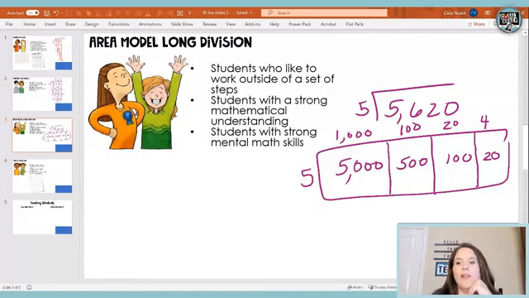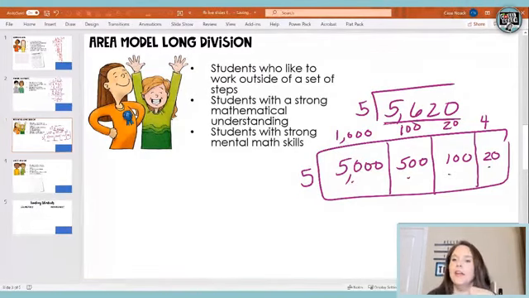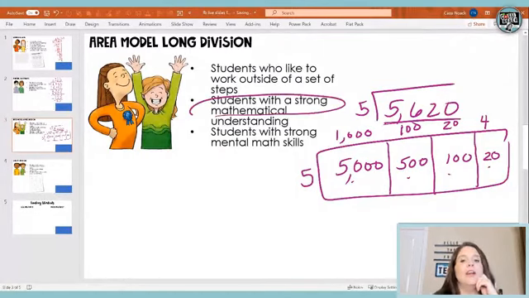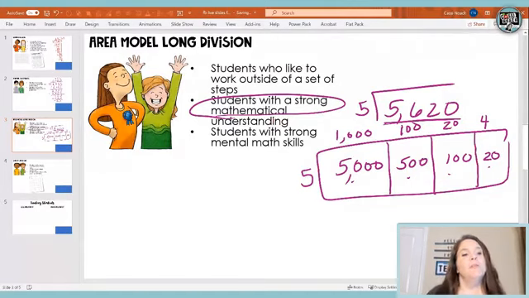So a lot of students love this because it's a little bit more efficient, takes less time, and takes up less space on the paper. But they have to be able to take this dividend and break it into compatible numbers like this. And that can be really challenging for students. So students that are going to be good at this are students that have strong mathematical understanding. They can see how numbers can be decomposed and composed back together. So this would be a good strategy, but not for all of your students, just some of them.